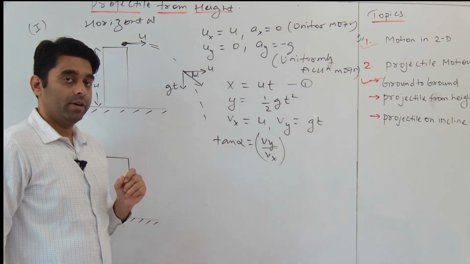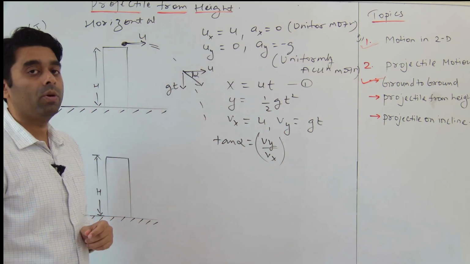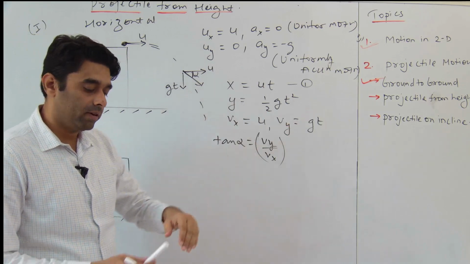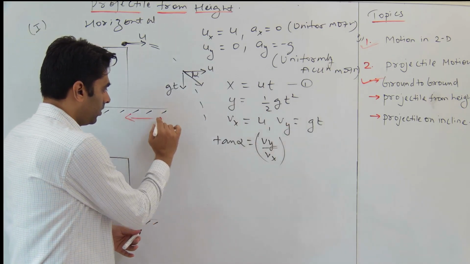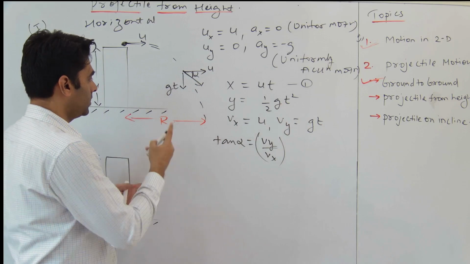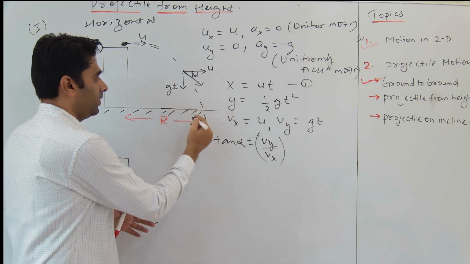Now over here, we should know one result, which is about your range. The maximum distance traveled in horizontal. This we are talking about. Range: maximum horizontal distance that it has traveled, right?